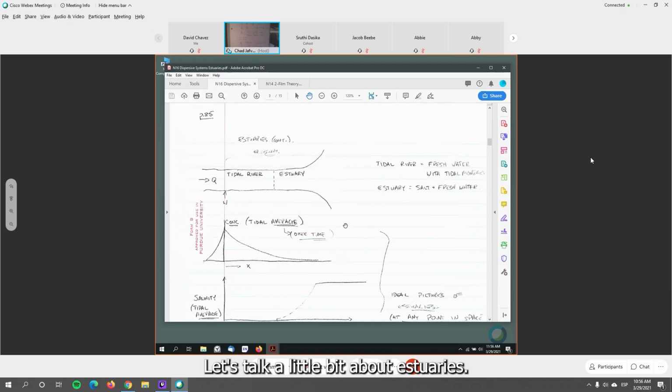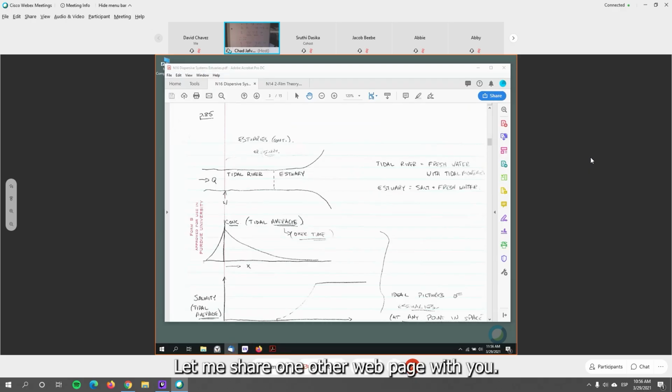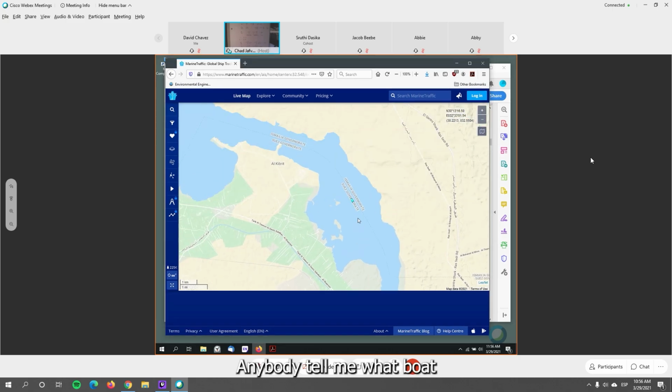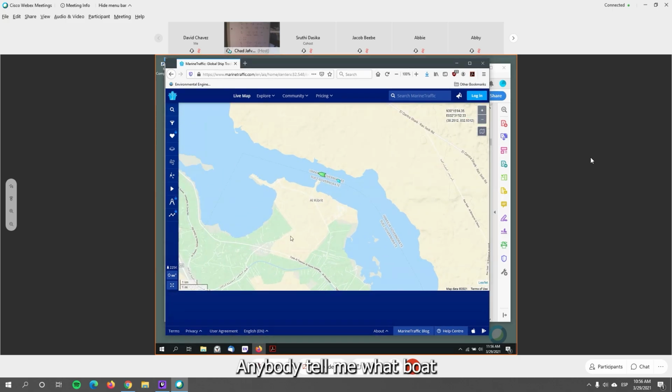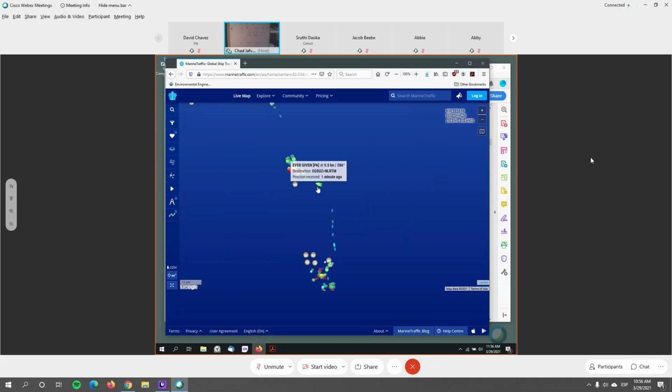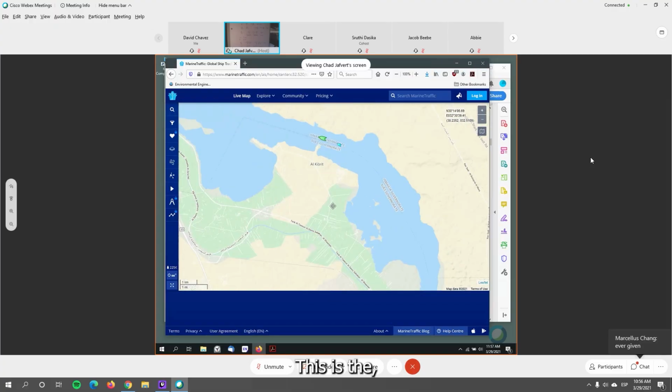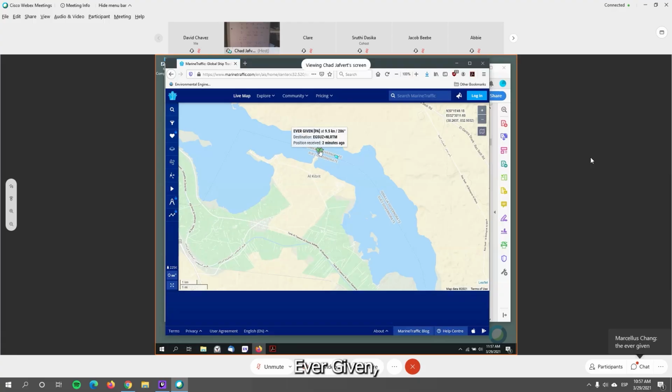Let's talk a little bit about estuaries now. I will talk about estuaries. Before I talk about estuaries, let me share one other webpage with you. Anybody tell me what boat this is right there? Unmute yourself and tell me. Is it the boat in the Suez Canal? Yeah, this is the Ever Given, which is the boat that was stuck in the Suez Canal.